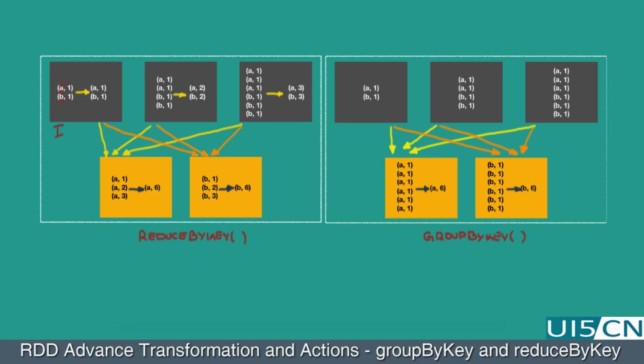In the second case, B is the key, 1 is the value. And in the second partition, I have A1, A1, B1, B1. Same scenario of key value. And in the third partition, I have 6 entries where A, 1 is present 3 times and B, 1 is present 3 times. Now, we need to do reduction based on the key.